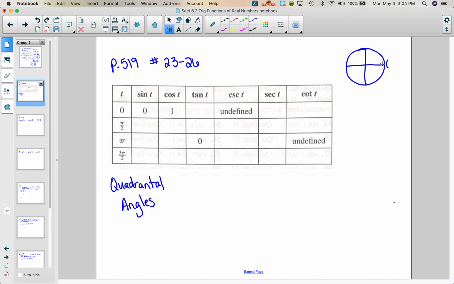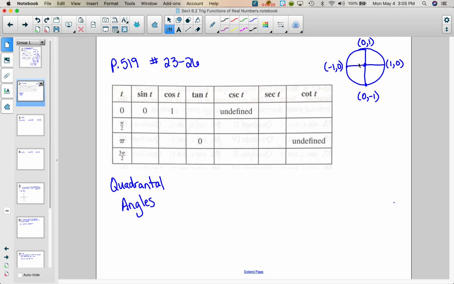this point right here would be, remember, this is 0, 0. So you go over 1. A unit circle has a radius of 1. So this would be 1, 0. This would be 0, 1. This would be negative 1, 0. And this would be 0, negative 1. So the idea of the x-coordinate being cosine and the y-coordinate being sine still holds true.